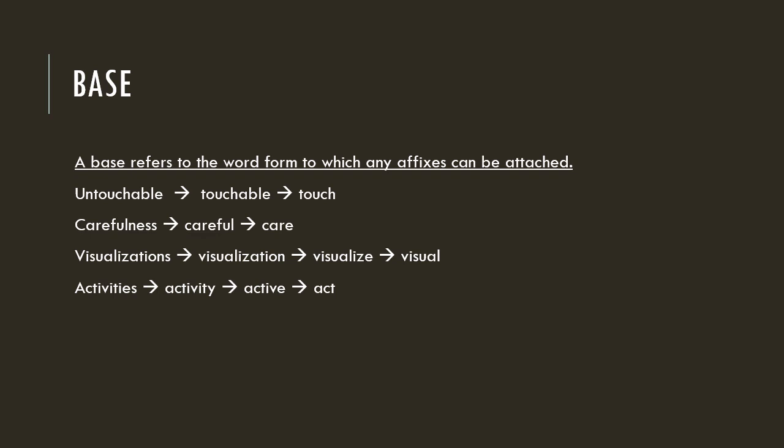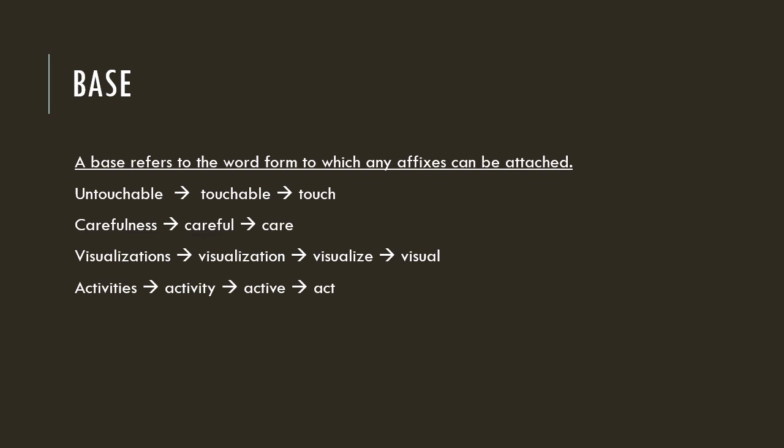Now let's have a look at base. What is a base? A base refers to the form to which any affixes can be attached. So when you need to know the base of a word, what you need to do is to remove the affixes one by one. And the base represents the word that can be attached by an affix.